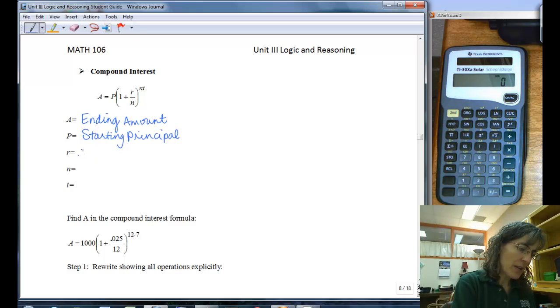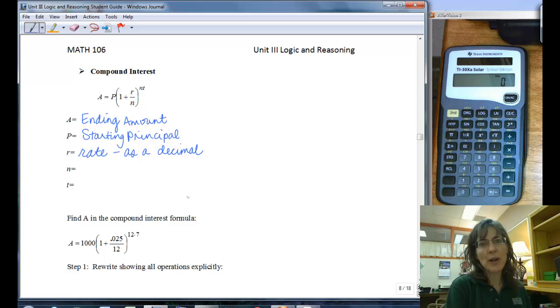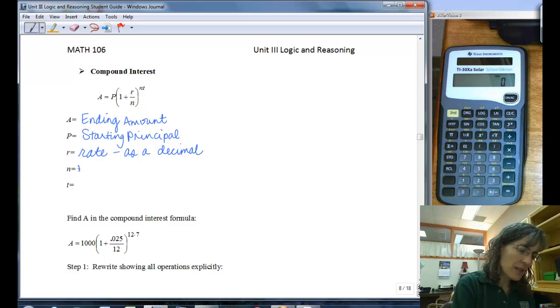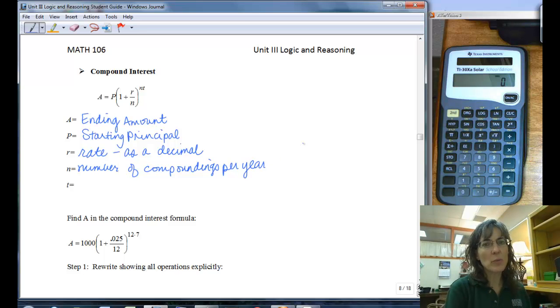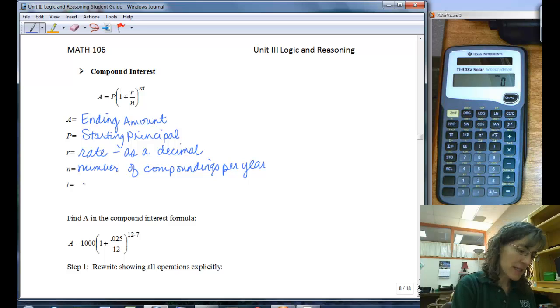The R is the rate, and you have to use that as a decimal. So if it's given to you as a percent, you have to divide by 100 to convert it into a decimal. The N is the number of compoundings per year, and we'll talk about that just a little bit more here in a second. And the T is the time that you're depositing your money for in years.